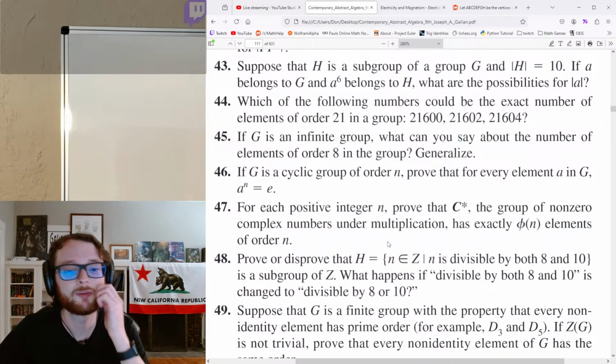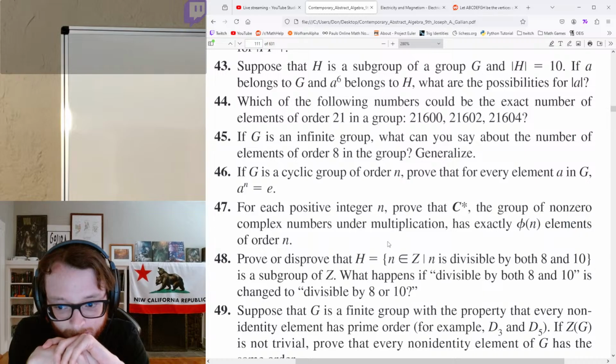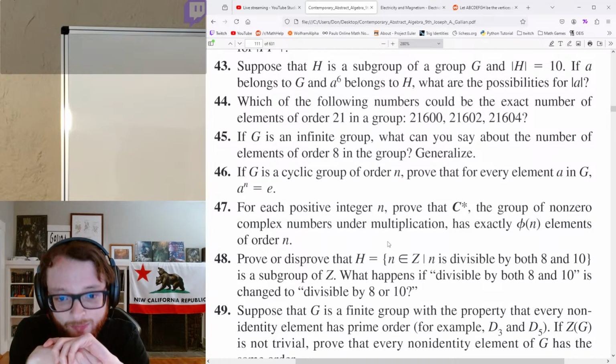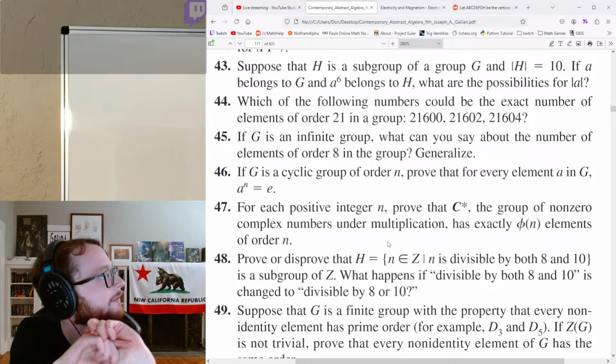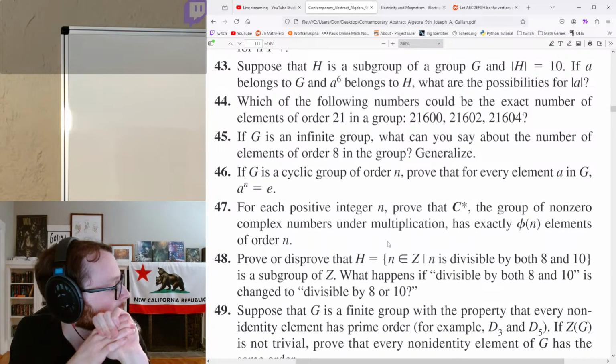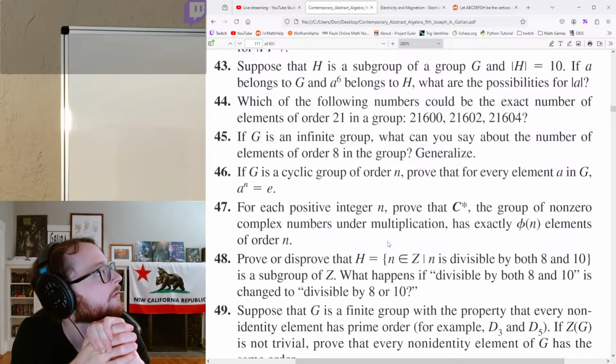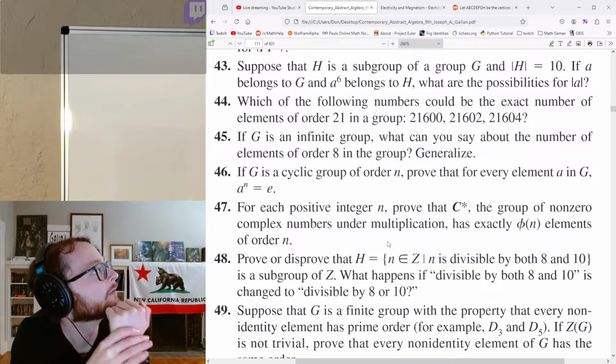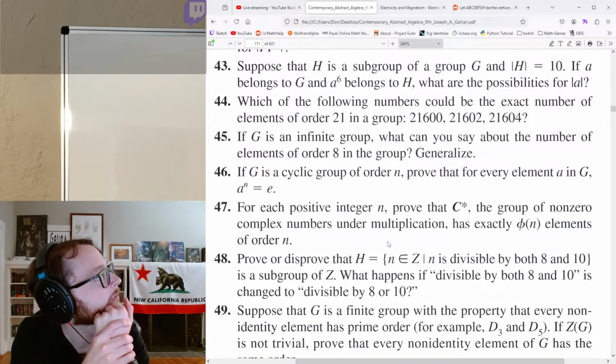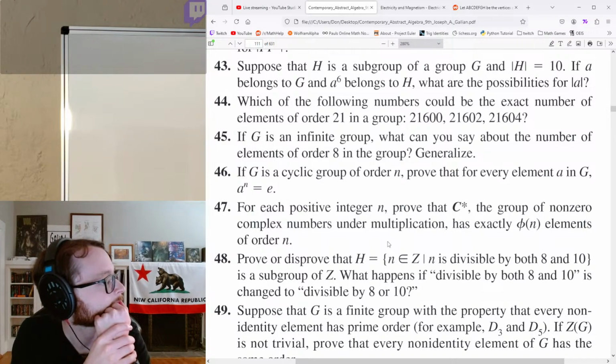What is an element of order 2 in C star? Something squared that equals 1? What is 1 plus... Well, no. Okay, negative i.